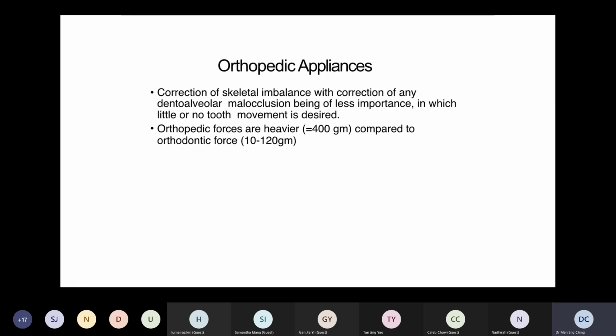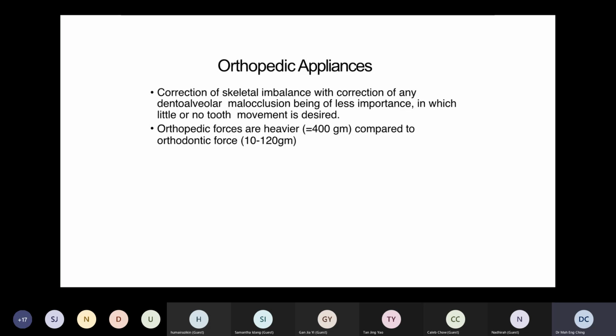So what I'm trying to say is, with orthopedic appliances, you're trying to change the skeletal pattern rather than the malocclusions of the dentoalveolar part. So we are changing the skeletal rather than dentoalveolar. These orthopedic forces are heavier, about 400 grams, compared to orthodontic braces forces, which are 10 to 120 grams. So we are going to move the jaw, upper or lower, then you need a heavy force, about 400 grams and above. Compared to moving the teeth, which only uses about 10 to 120 grams.